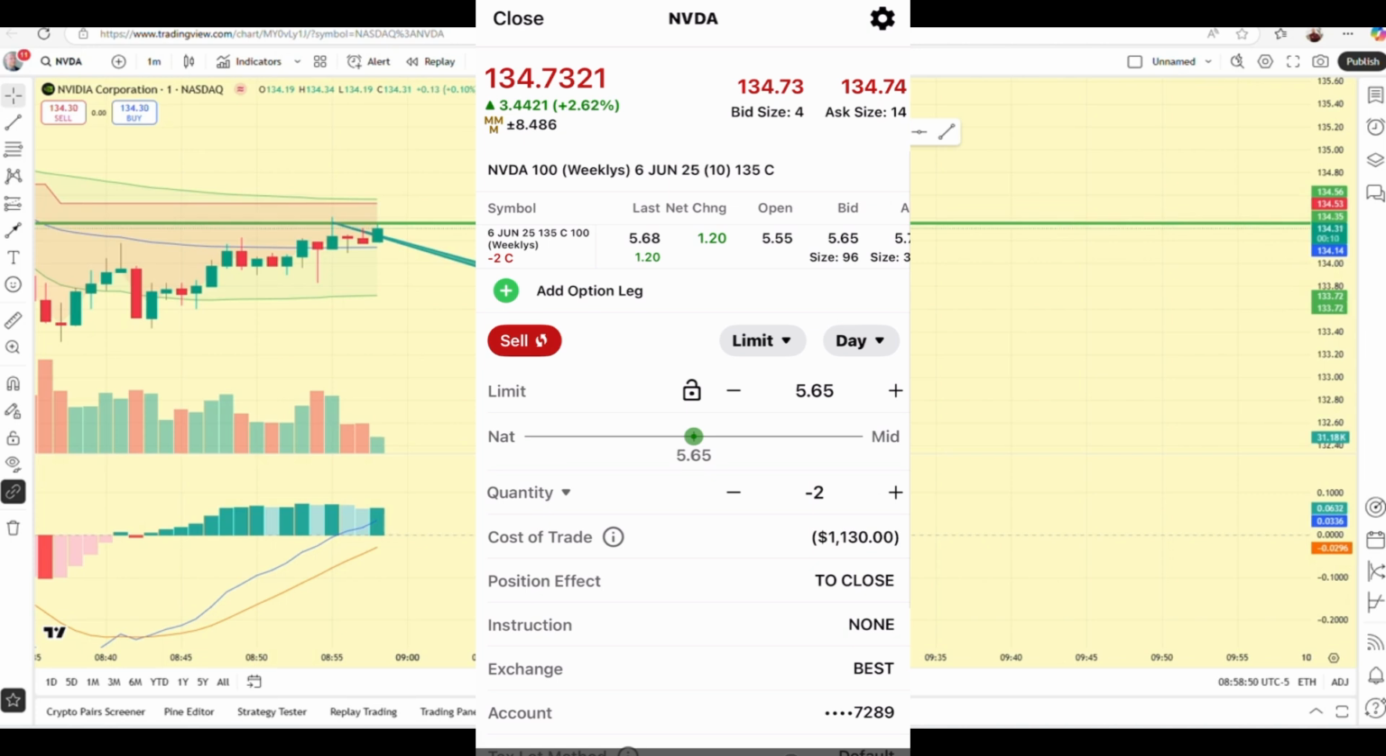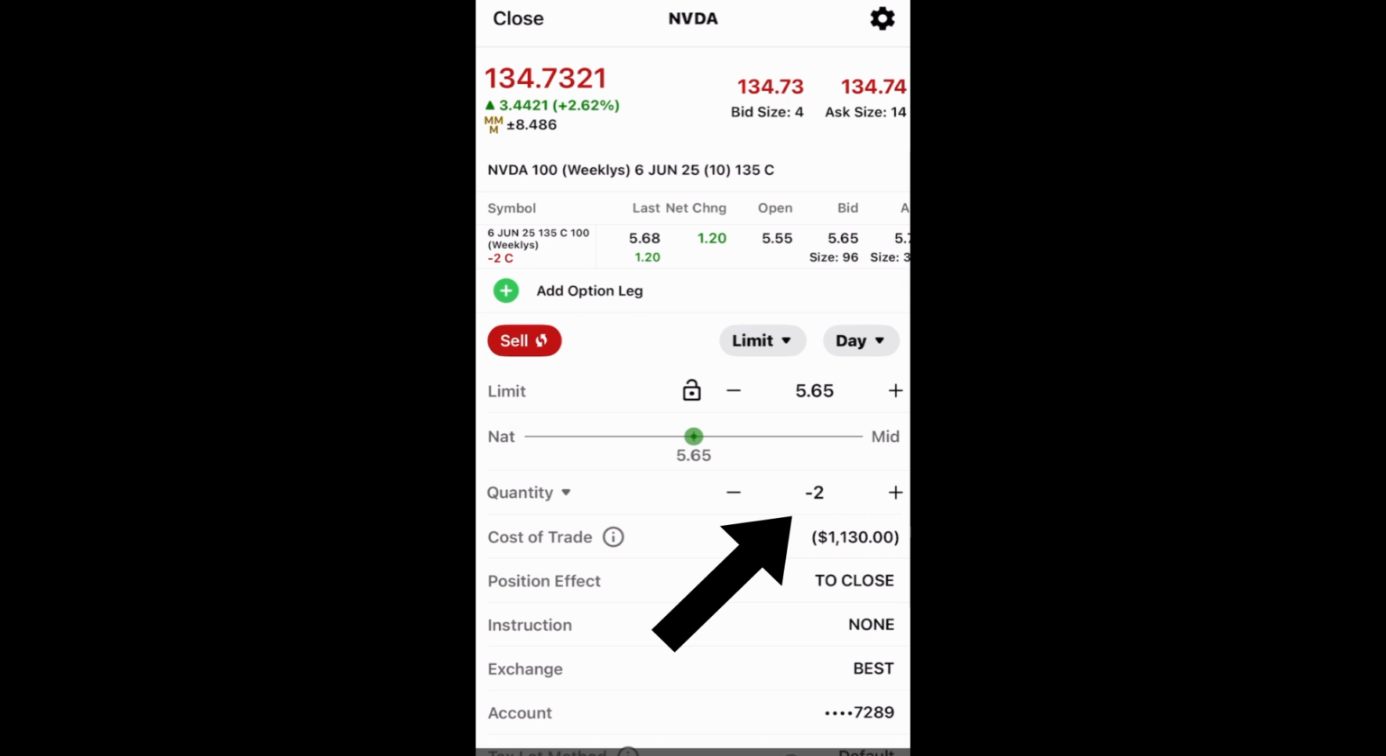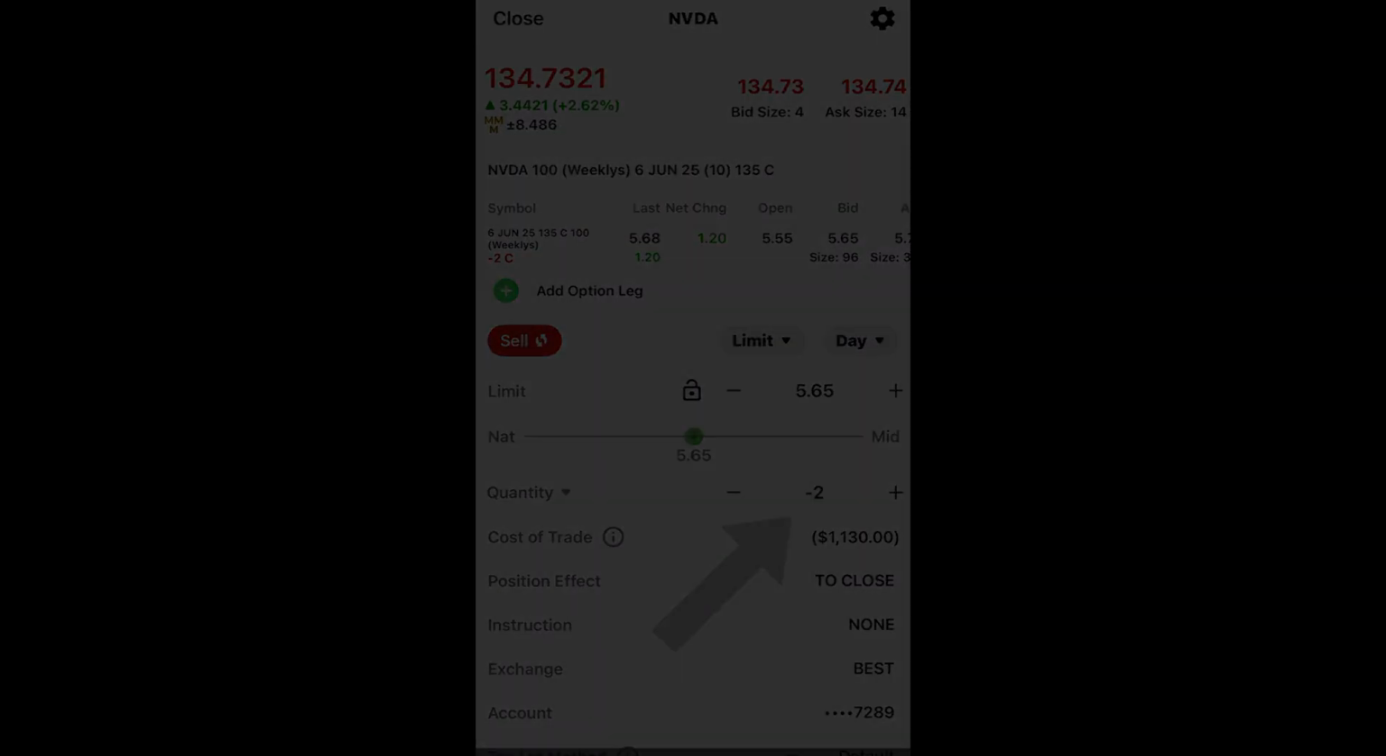Before placing your sell order, make sure to adjust the quantity to reflect the total number of contracts you're holding, unless you're intentionally keeping some open to ride further gains. Splitting your exit can be a smart strategy. You secure partial profit while giving the remaining position room to grow. Just know your plan ahead of time.